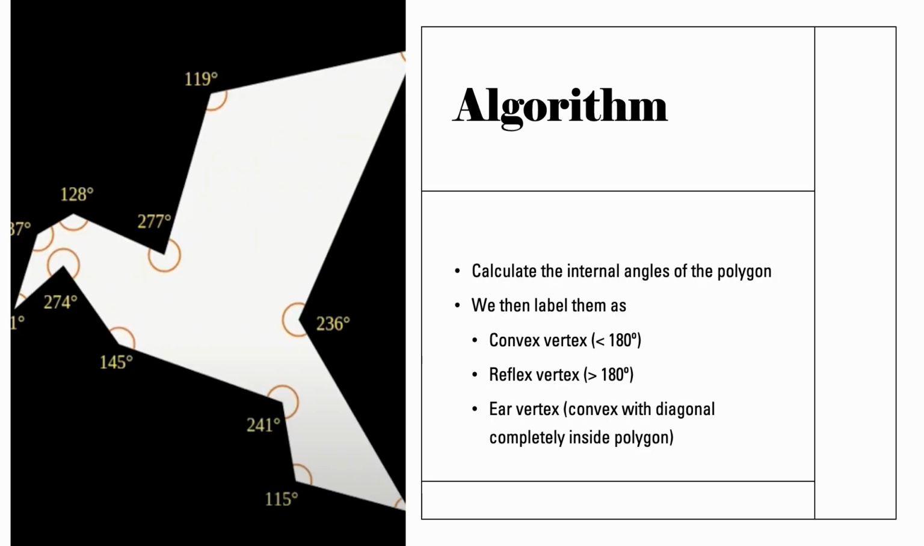We shall discuss the algorithm steps in a little more detail. At the beginning, we calculate the internal angles of each vertex of the polygon. According to the angles computed, we then label the vertex as a convex vertex or a reflex vertex. Furthermore, a convex vertex could be an ear vertex if the diagonal formed by its adjacent vertices lies completely within the polygon.